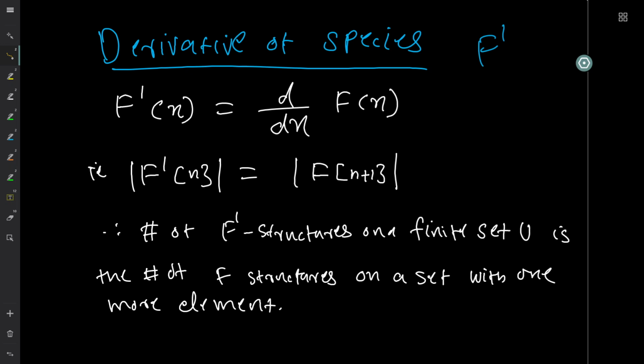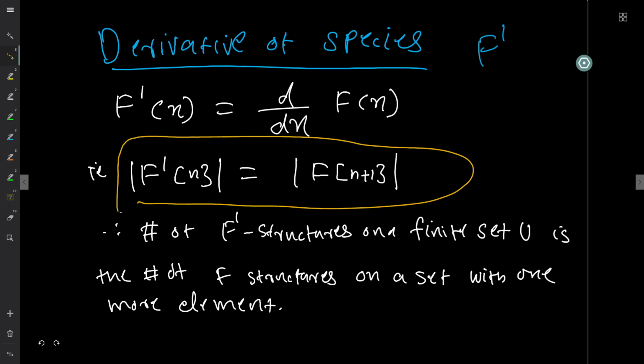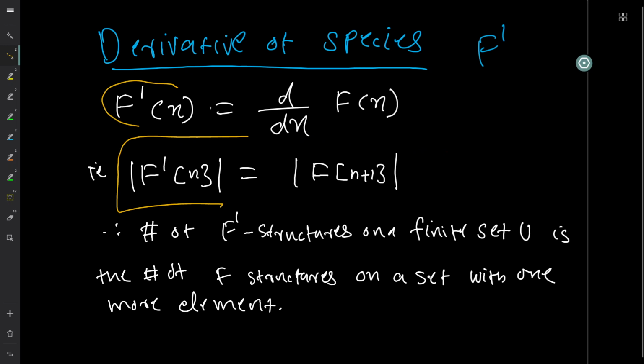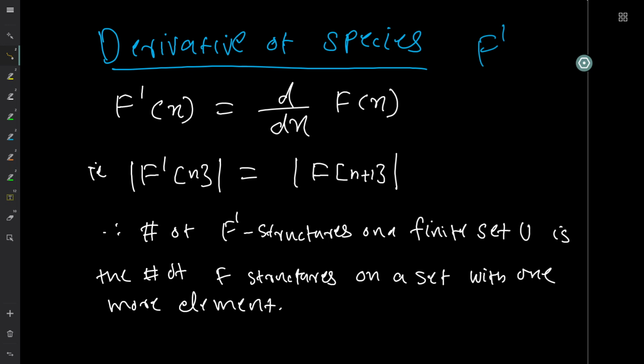Now, therefore, what we want is to make sure that this property holds, right? Then only the generating function here will satisfy this equation. We want to make sure that this number game is perfectly matched. That is, the number of F prime structures on a finite set U is the number of F structures on a set with one more element, because we are looking at the set with one additional element, right?